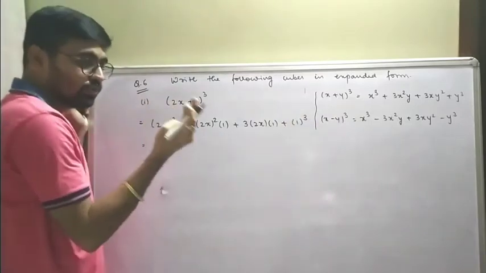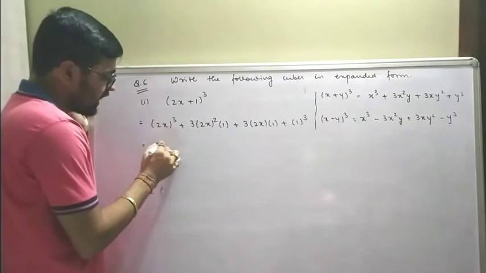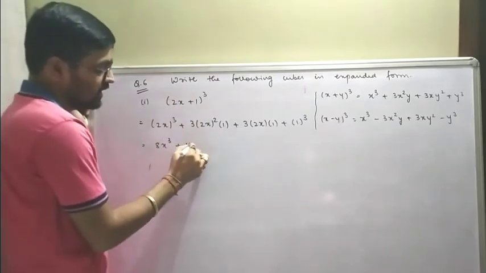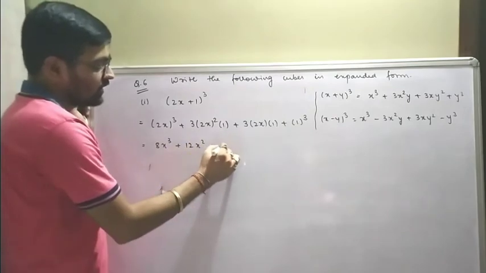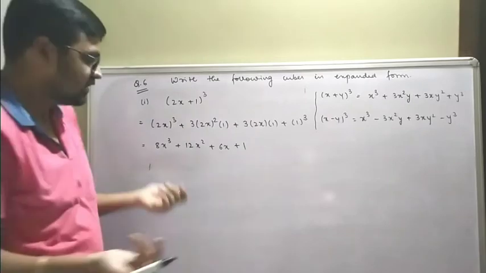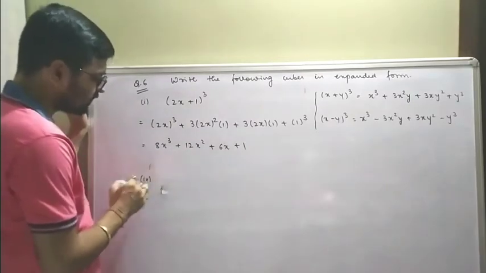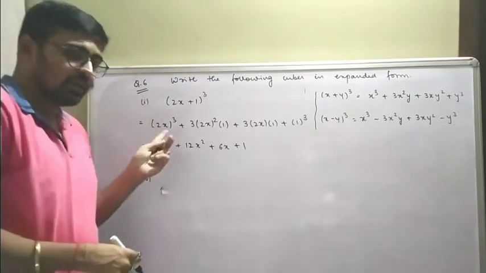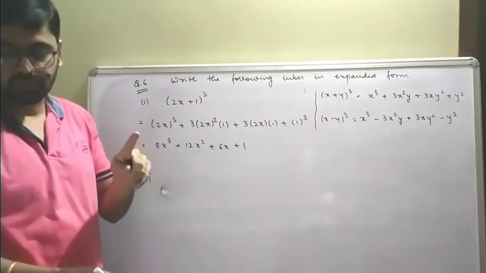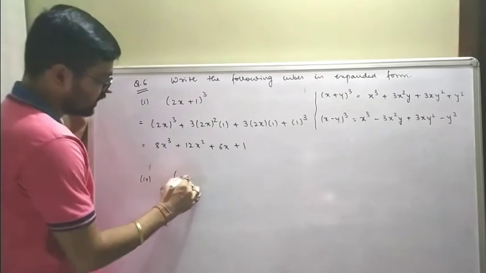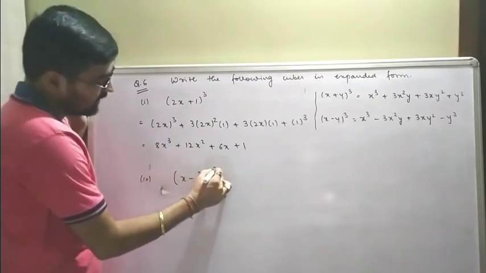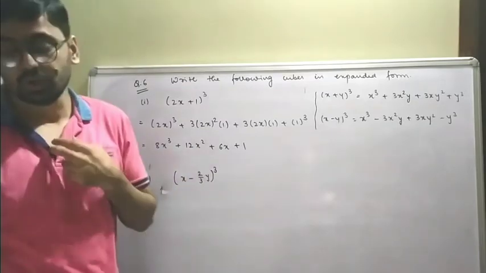So 2 cube is 2 into 2 is 4, 4 into 2 is 8x cube plus 2 square is 4, 4 times 3 is 12x square, 3 times 2 is 6x plus 1. This is the expanded form, as simple as that. Correct. In this particular question there are 4. First I did, second and third I am going to leave it for you. I am directly going for the third one, x minus 2 by 3 y whole cube.